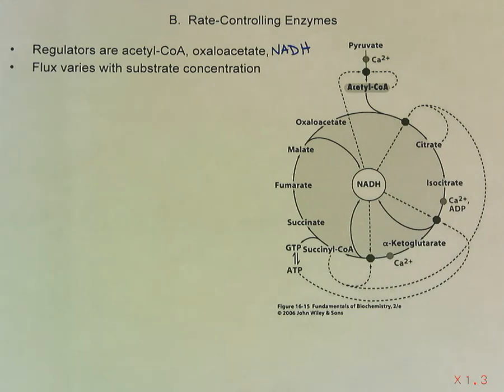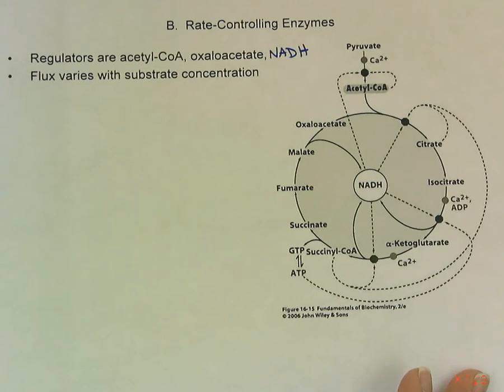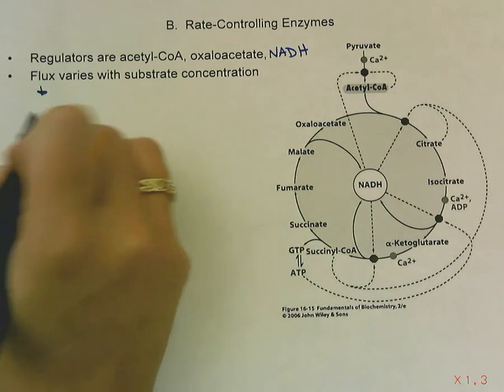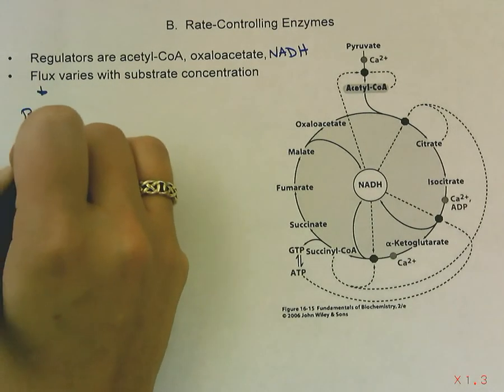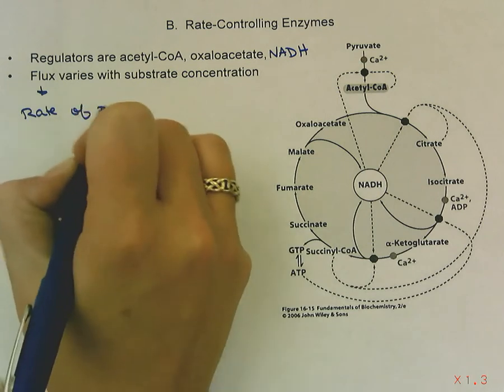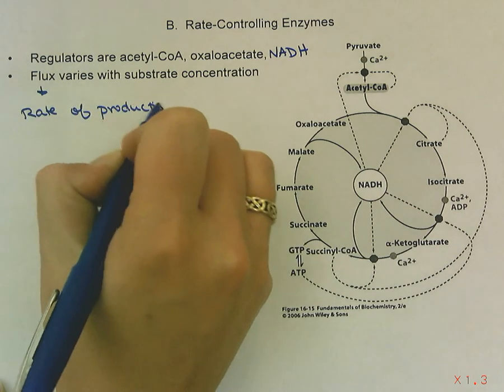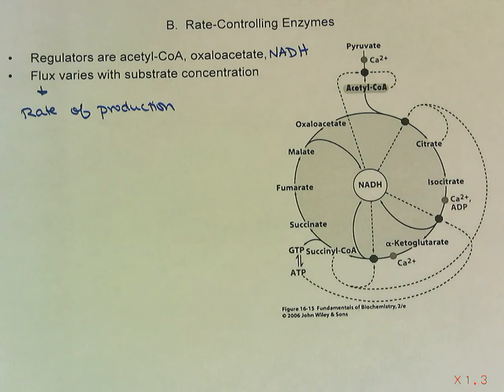Flux varies with substrate concentration. And flux is another way of saying rate of production. If you have a high flux, you have a high production path. If you have low flux, not a lot of things are passing through.